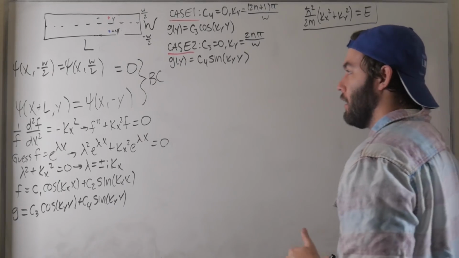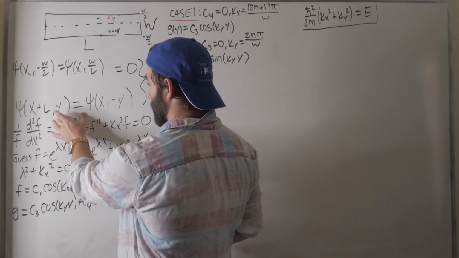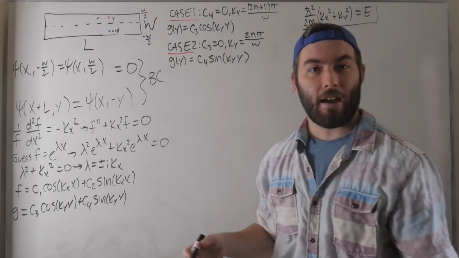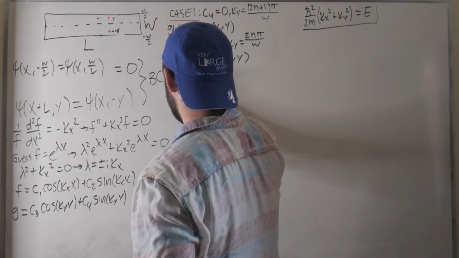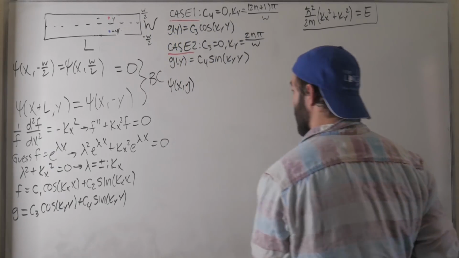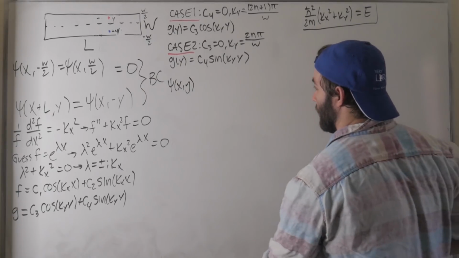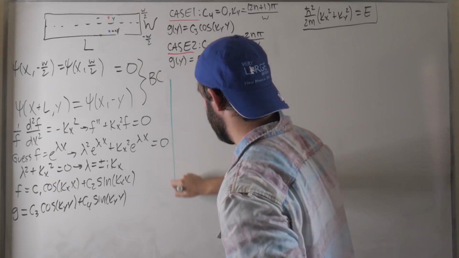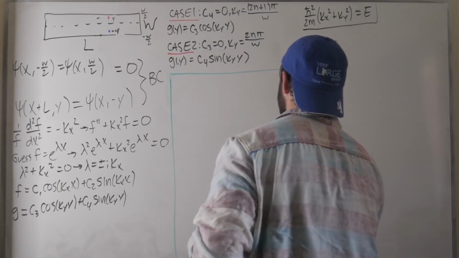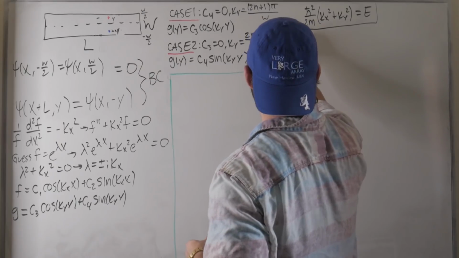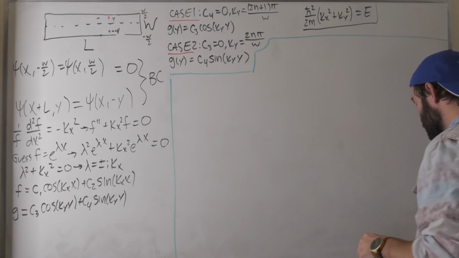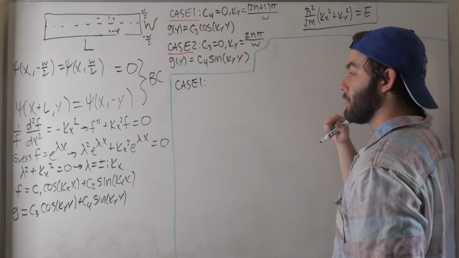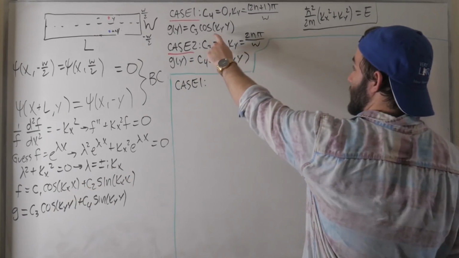Okay, now let's put everything together. So if we want to impose this boundary condition, we have something that has x different and y different, which means we can't just treat f, we have to put it all together. So our wave function, psi of x and y, is going to be different for these two cases. So let's go ahead and partition everything off. I will use all the space I can. So for case 1, what is our wave function? Well, our wave function is going to be our f times our g.